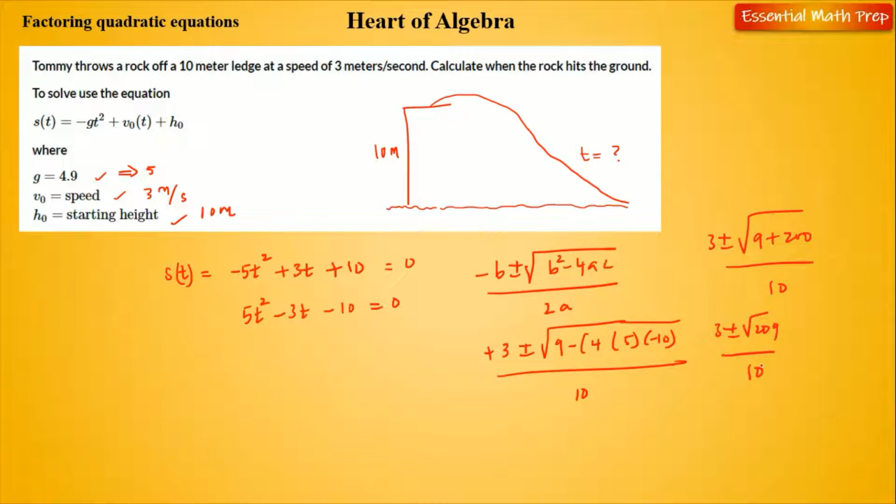If you take the square root of 209, like I said, this is part of the case where you can use your calculator. So you get about 14.5. So it's 3 plus or minus 14.5 over 10. We can split this as 3 plus 14.5 over 10, or 3 minus 14.5 over 10. Right away, we can cancel the second out because time cannot be negative. So that means it will be 17.5 over 10, which is 1.75 seconds.